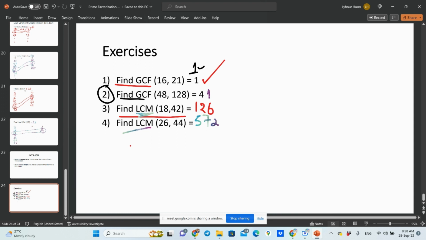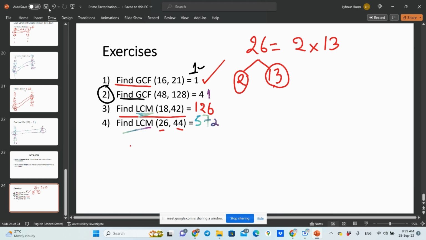So to find the LCM, first of all, we break into the prime factors. 26 is composed of 2 times 13. 2 is already a prime, okay. 13 is also a prime, so that's okay too. So 26 is 2 times 13.